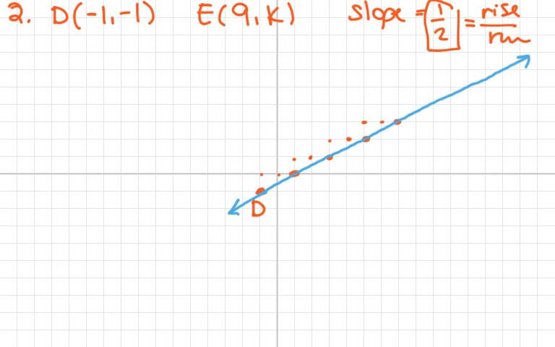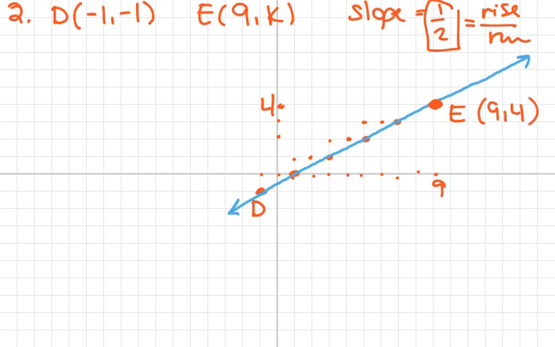Now I'm going to go up to 9: 1, 2, 3, 4, 5, 6, 7, 8, 9. Go up to here, and this would be point E. So that's 1, 2, 3, 4. Okay, so this is 4. Now I know that this point is (9, 4).